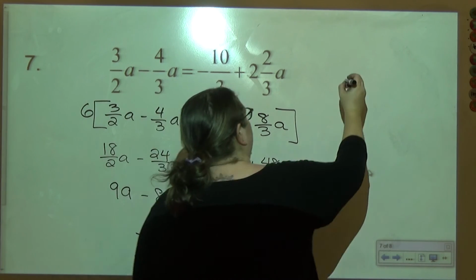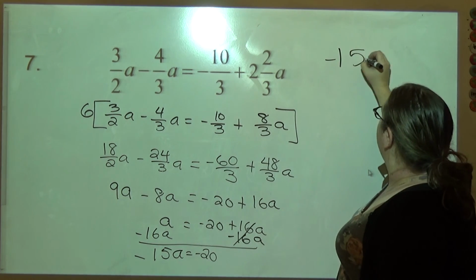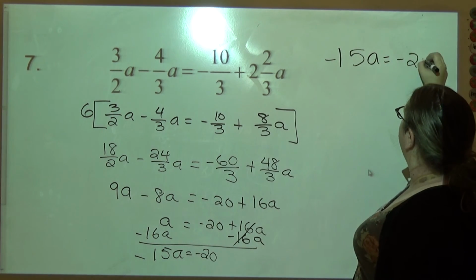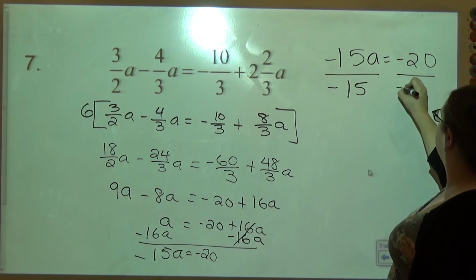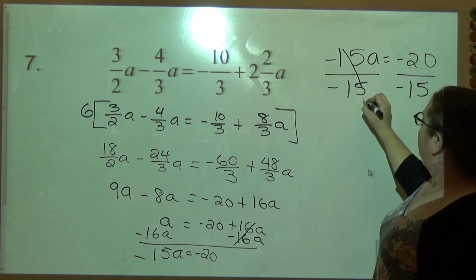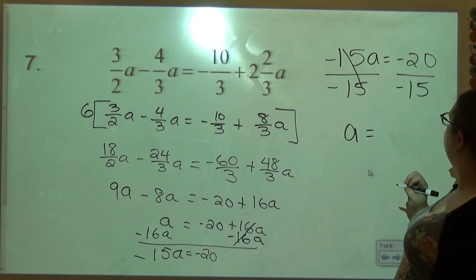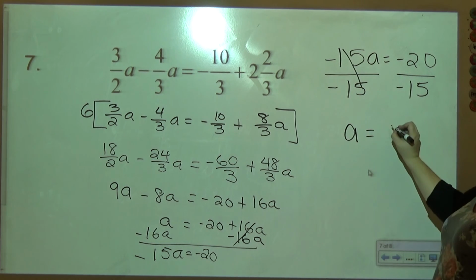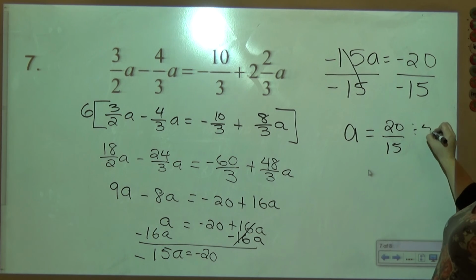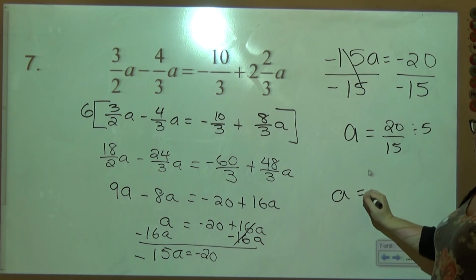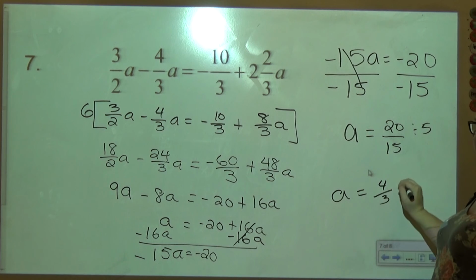I'll write it up here. Negative 15a equals negative 20. Now divide by your coefficient. Negative divided by a negative is a positive. 20 over 15. Divide by 5 and you get a equals 4/3.